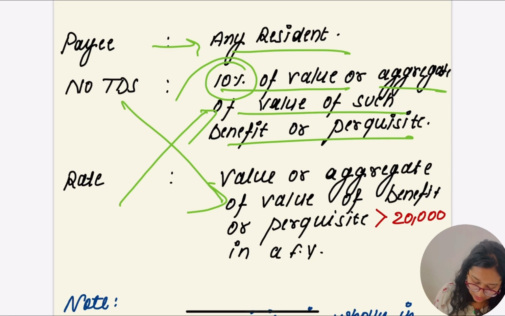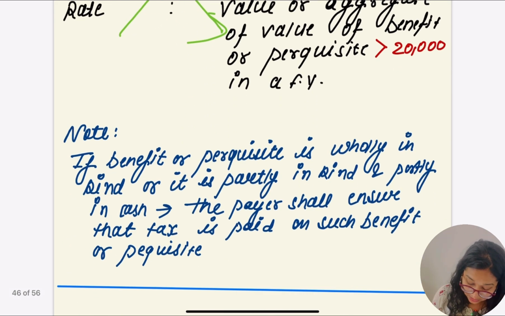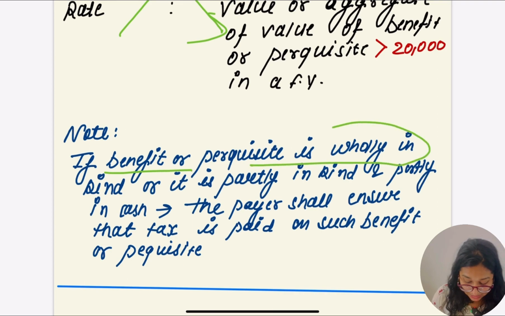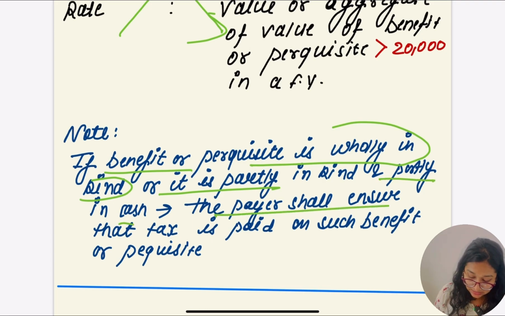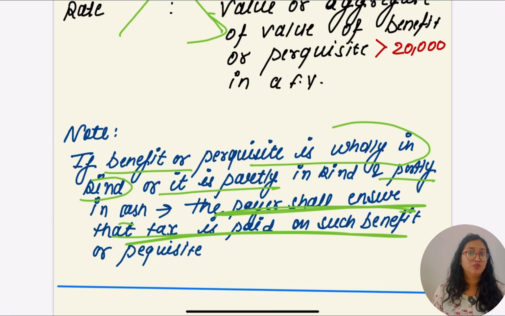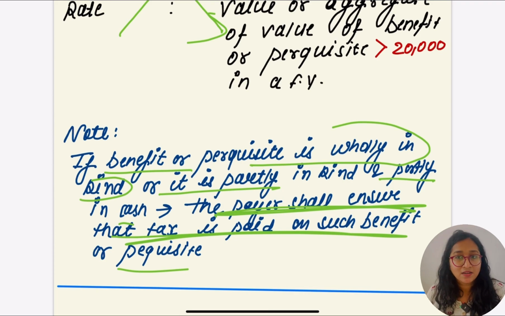Let's go for the note, which says if benefit or perquisite is wholly in kind, or it is partially in kind and partially in cash, in that case the payer should ensure that the tax is paid on such benefit or the perquisite. The payer has to ensure that if the benefit and perquisite is partially in cash or in kind, or wholly in kind, the TDS is actually paid to the government. In that case, either he has to pay that from his pocket, or the payees have some procedure. The first thing, the TDS is to be deposited to the government anyhow.